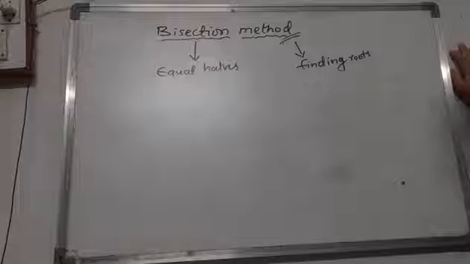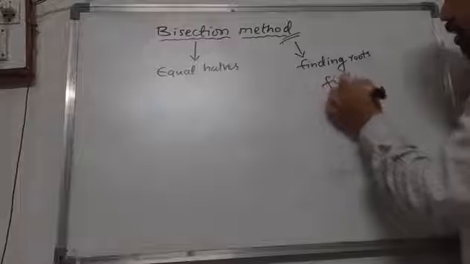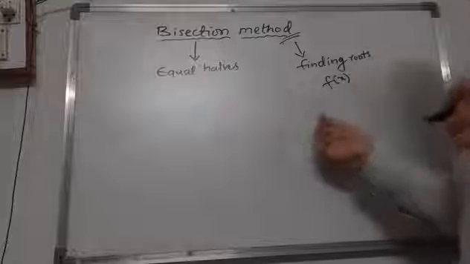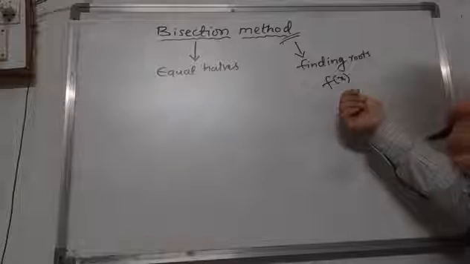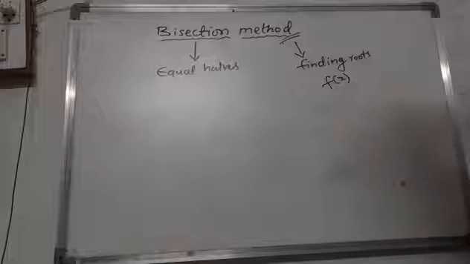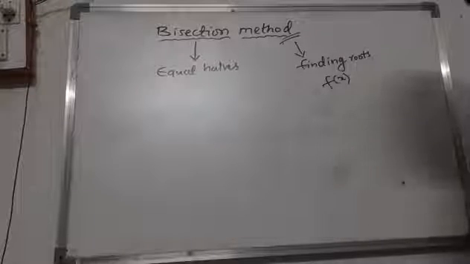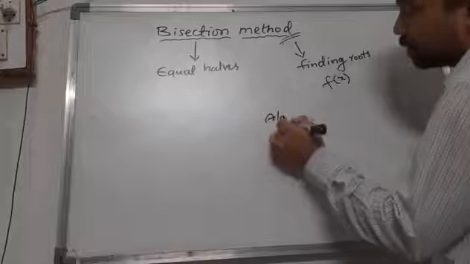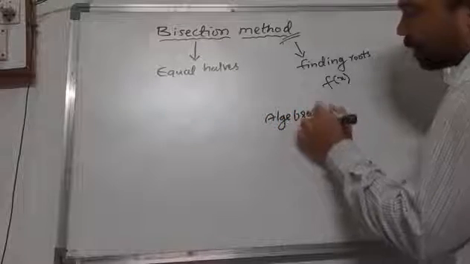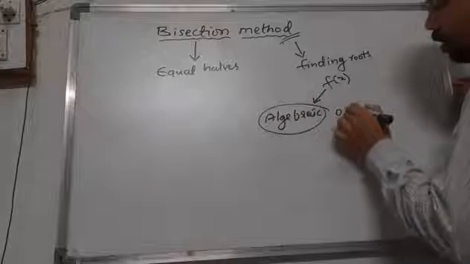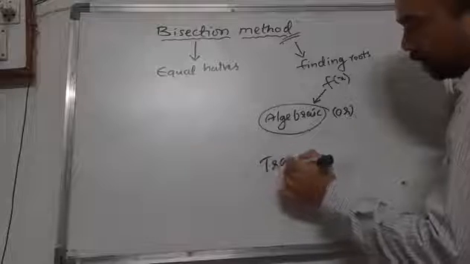Whatever the given equation or given function f of x is, in this bisection method, that is the equal halves method, we are going to use it to find the roots of the given function. So how is this function? The given function will be in the form of an algebraic equation or transcendental equation.